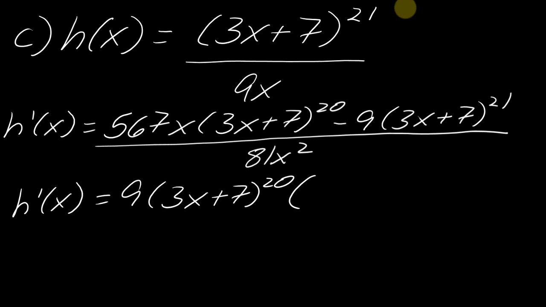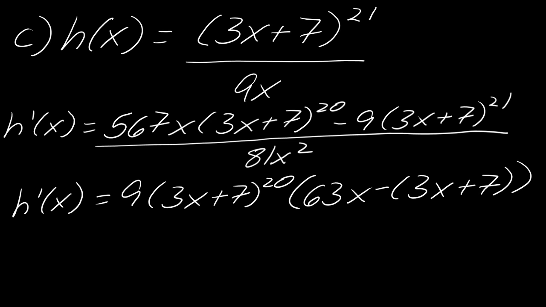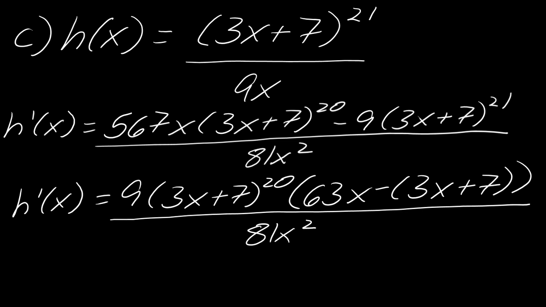Okay, so let's think about now on top, what am I left with here? So 567 divided by 9 is 63x. And then I factored out this (3x + 7)^20. That's here, so I can drop that. And then I factored out this 9, so I don't have to worry about that. So I'm just left with one factor of this (3x + 7), because I factored out the first 20 of these. So it's minus (3x + 7). And then all of this over 81x squared.